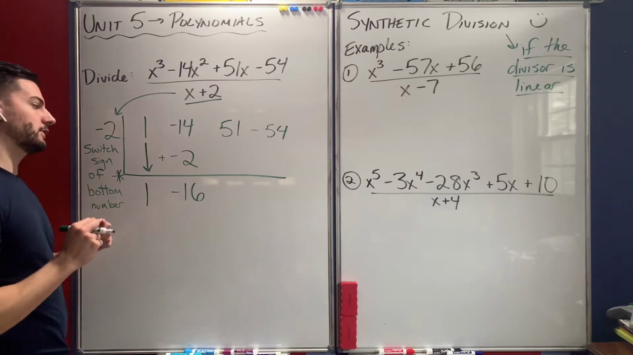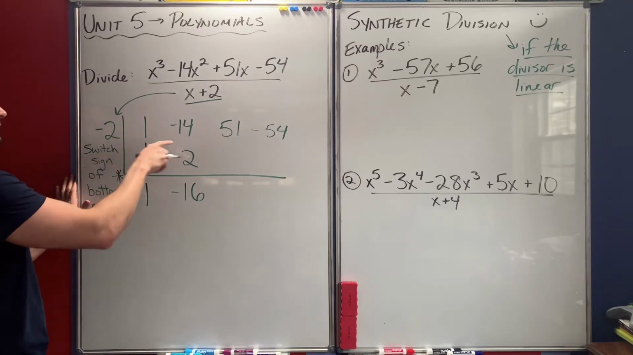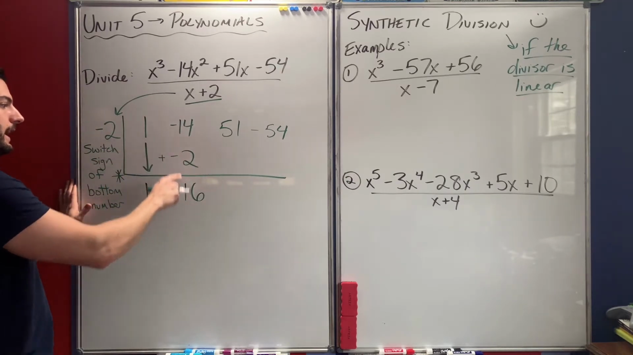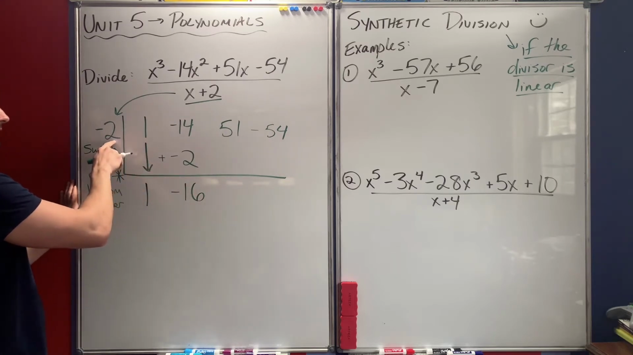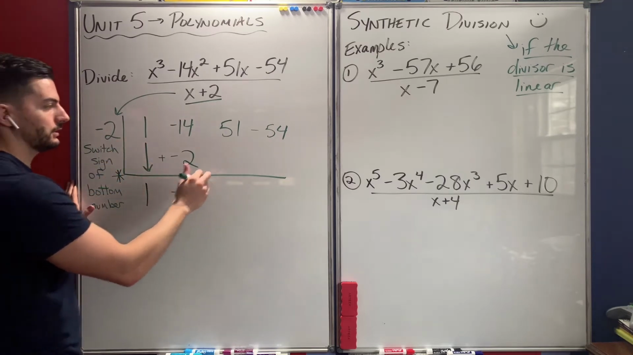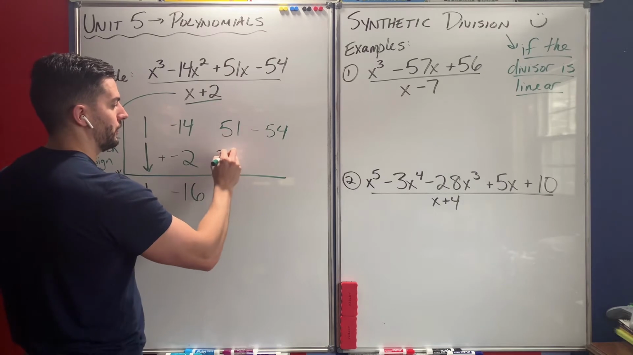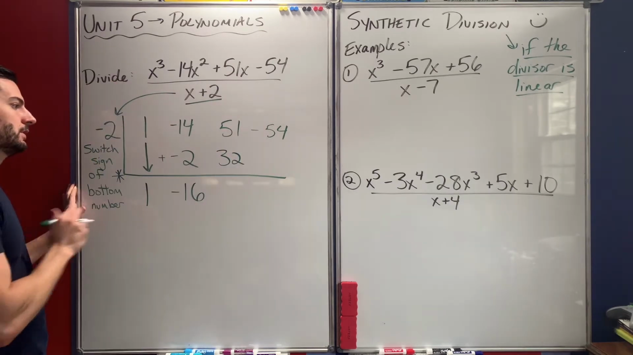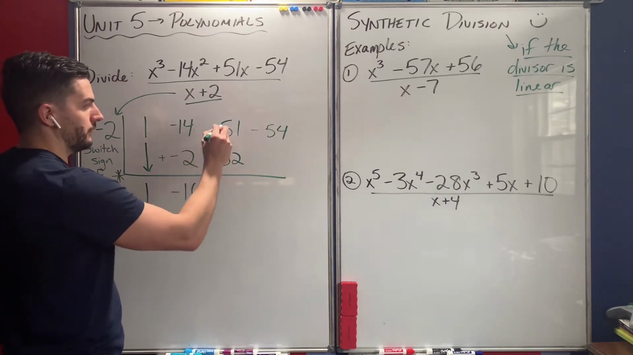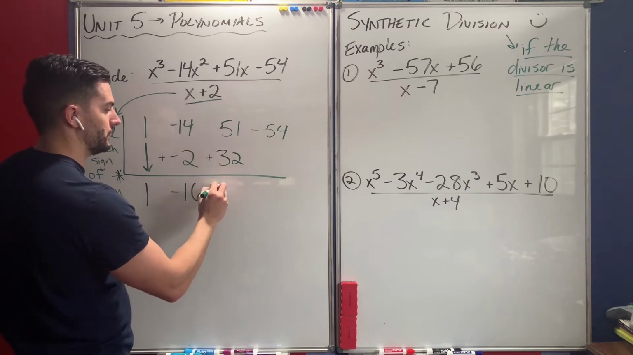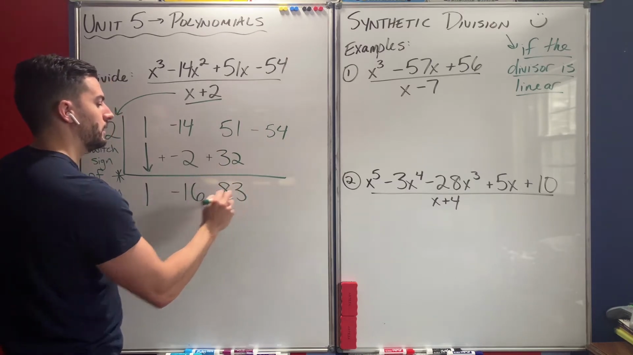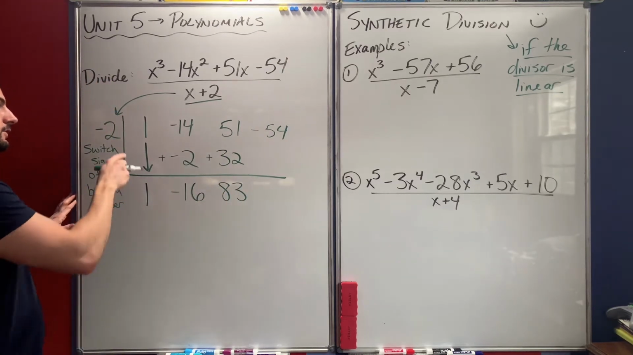And then the cycle starts over. So I brought this down by adding. And then I multiply. Negative 2 times negative 16, positive 32. And then I add, so 51 plus 32 would give me 83. And then I'd start the cycle again. I multiply.